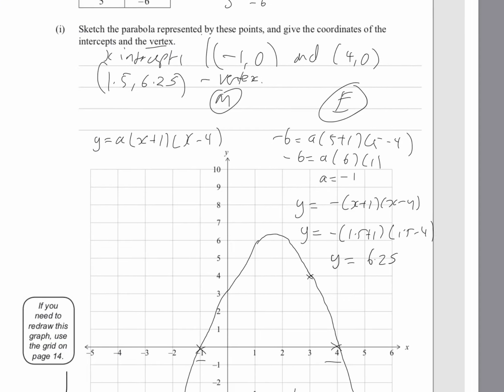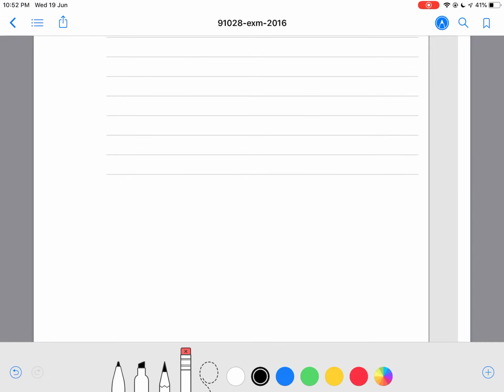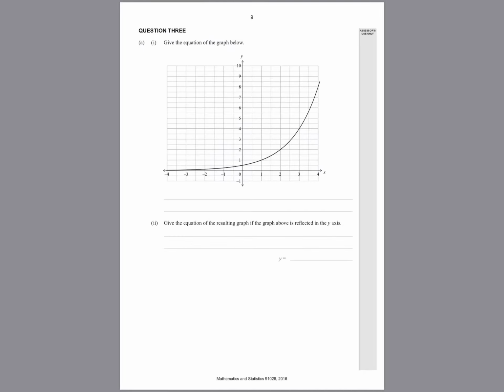Give the equation of the graph. We already found our equation of the graph, so simply state that y equals negative x plus 1, x minus 4, and this here will get you a merit grade. Okay, moving on. Question 3.